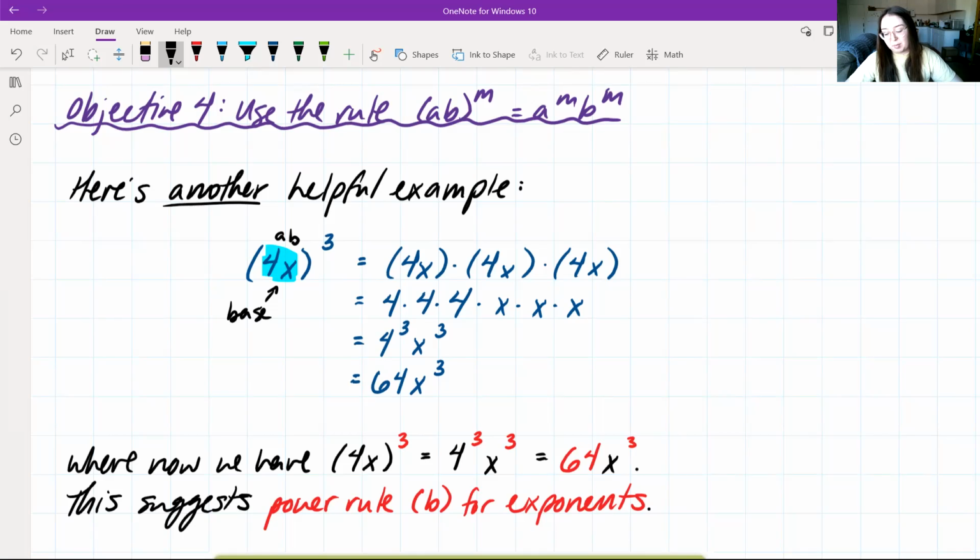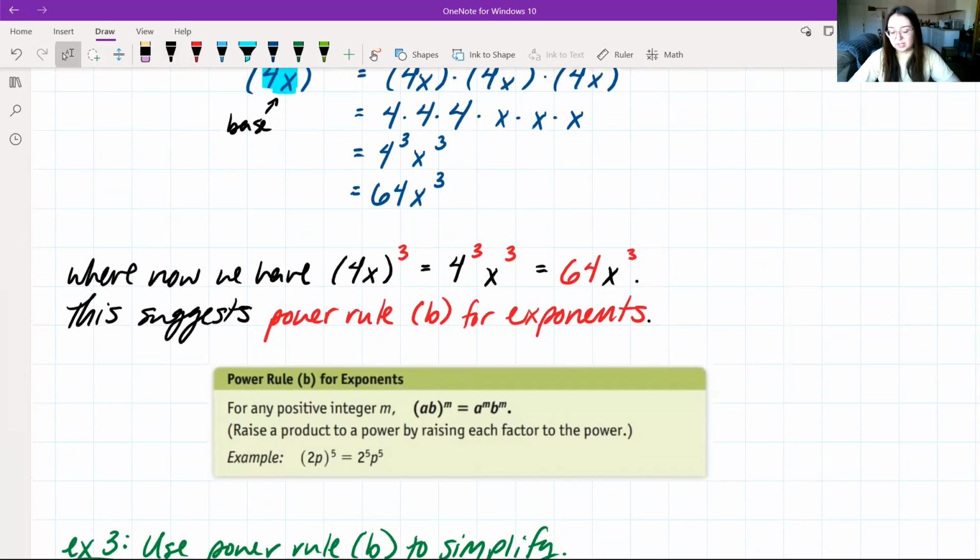And this is suggesting our power rule B for exponents, where power rule B is going to be for any positive integer m, a times b to the power of m is just equal to a to the power of m times b to the power of m. So we're raising a product to a power by raising each factor to the power. So in another example, 2 times p to the power of 5 is the same as 2 to the power of 5 times p to the power of 5.